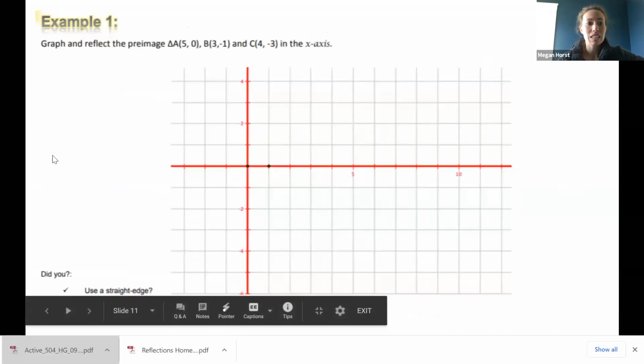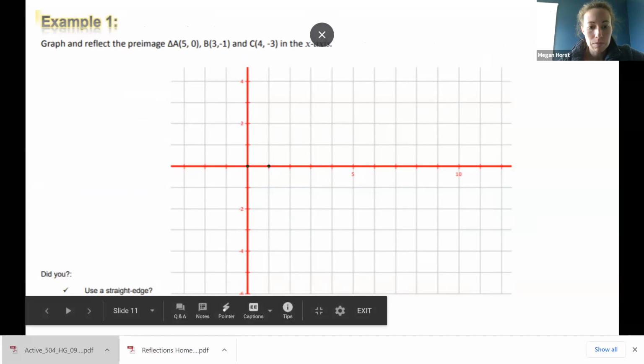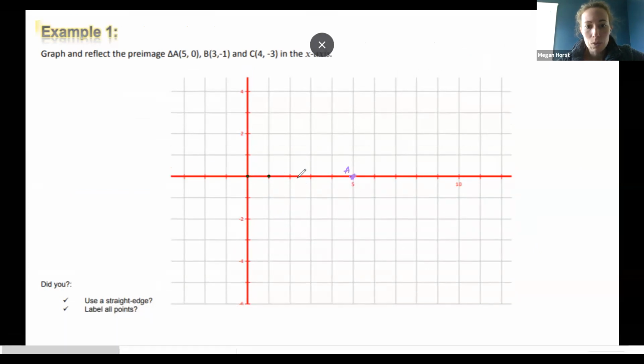All right, let's take a look at an example. We're going to graph and reflect the pre-image of triangle ABC over the x-axis. So I'm going to start first by graphing triangle ABC. So we have 5, 0. We have 3, 1, 2, 3, -1. And we have 4, -3. So we have this triangle right here.